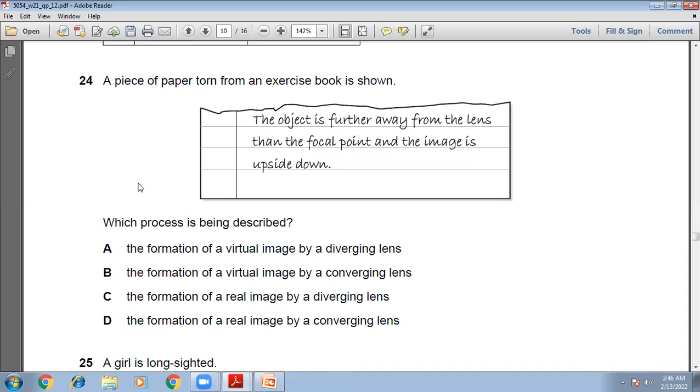The formation of a virtual image by a diverging lens? No. The formation of a virtual image by a converging lens? No. The formation of a real image by a diverging lens? No. The formation of a real image by a converging lens? Yes, that's true. D is the best option, because when your image is upside down, it means it's a real image, and the real image is only formed by the converging lens. 24, D is the choice.